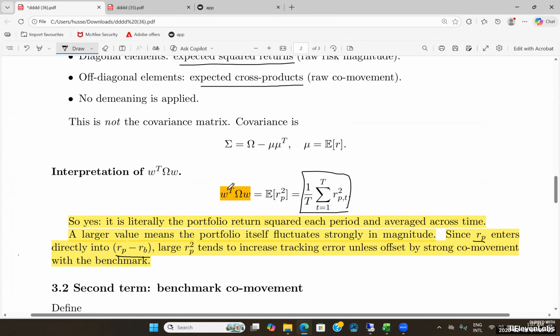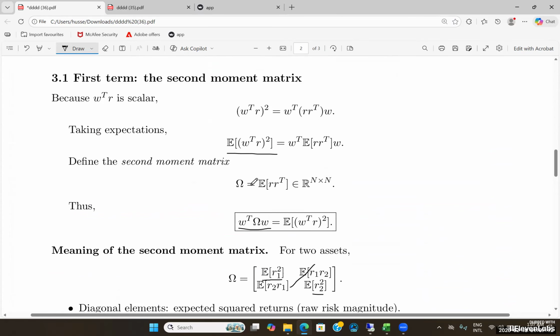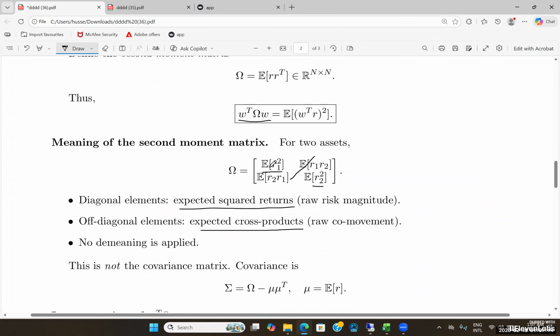Now, let's direct our attention to the weights. The t is transposed in this spot. Then we have the omega. The omega is simply the n by n second moment matrix, a fundamental component. Let's consider a scenario where we possess two distinct assets within our portfolio. In such a case, we will observe the expected value of the squared return for one, and conversely, on the other corresponding diagonal position, we will find the expected value of their cross product.